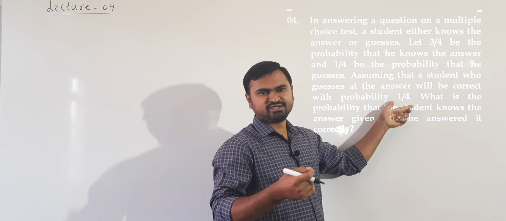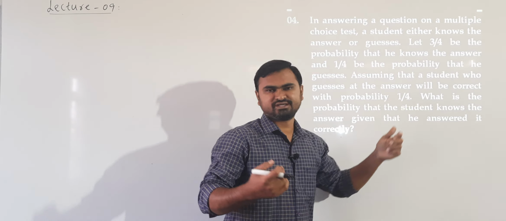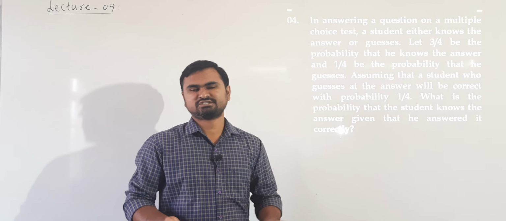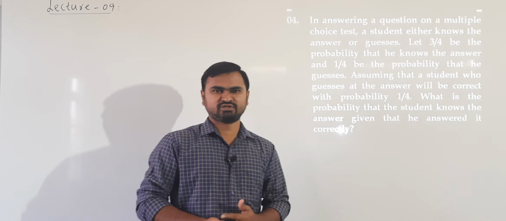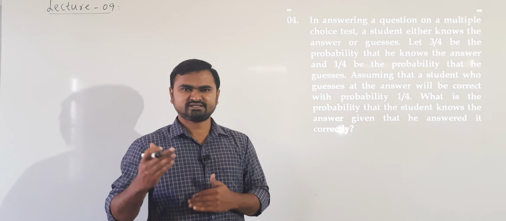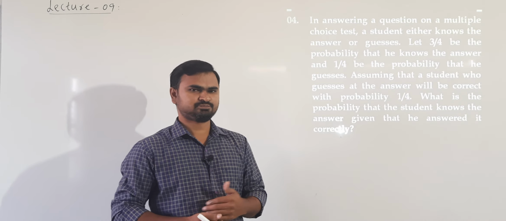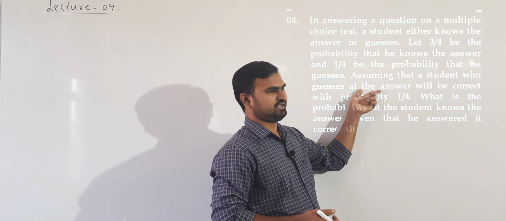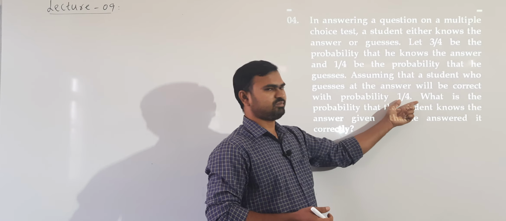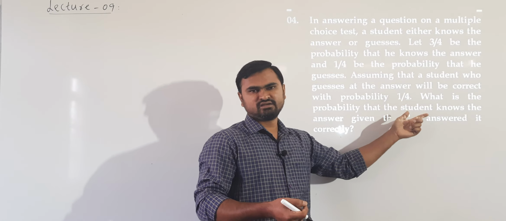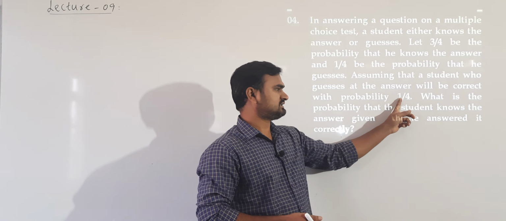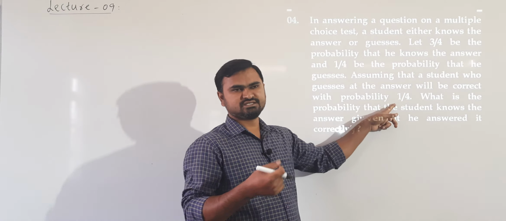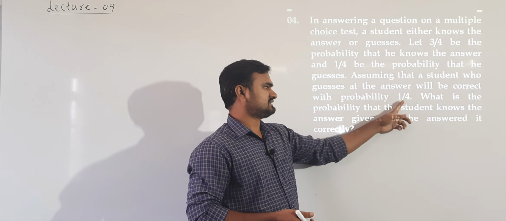Now, assuming that a student who guesses the answer will be correct with probability 1 by 4, what does that mean? If I am guessing the answer, is it always correct? We cannot say. Will it always be wrong? Again we cannot say. If we are guessing, there is still some chance of getting the correct answer. So the probability given is: if a student is guessing the answer, it will be correct with probability 1 by 4. This is the probability when the student is guessing and the answer is correct. It is 1 by 4.